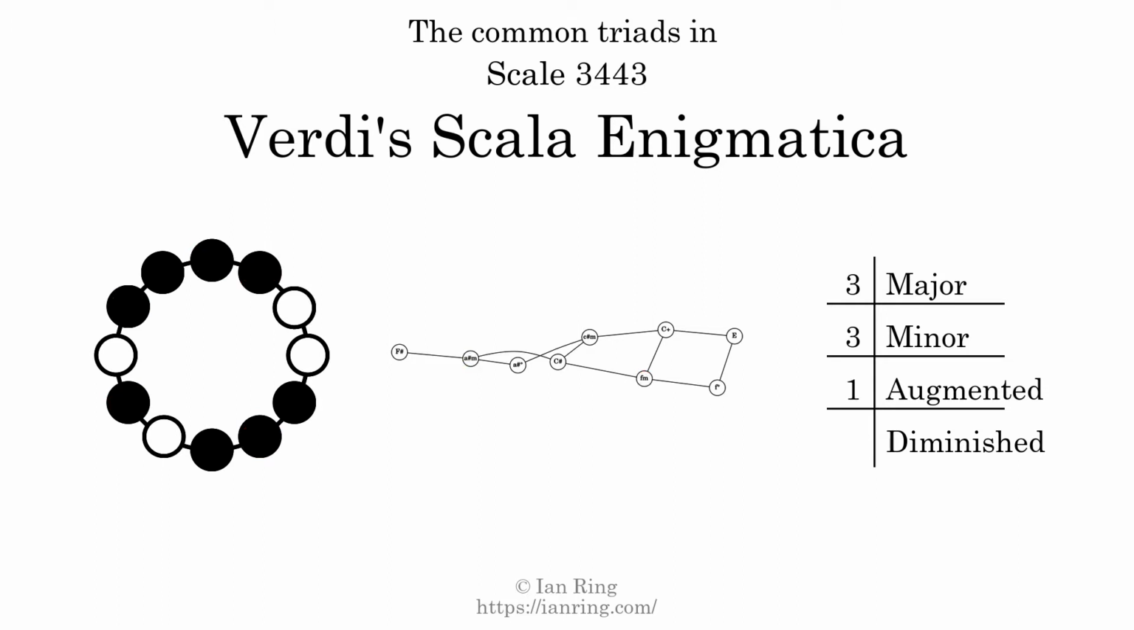There is 1 augmented triad. There are 2 diminished triads. Here is a Hamiltonian path of parsimonious voice leading that uses all the triads.